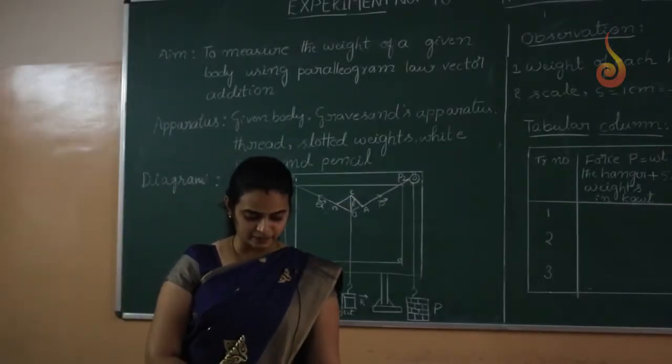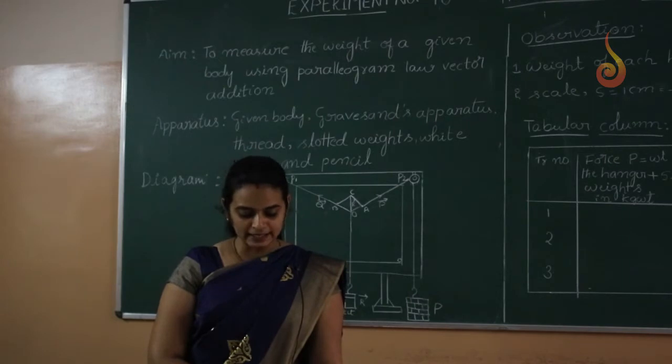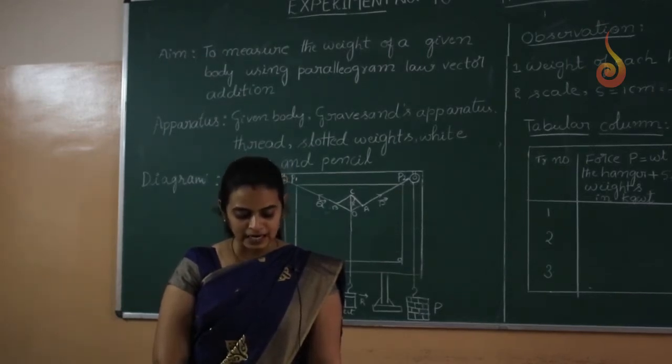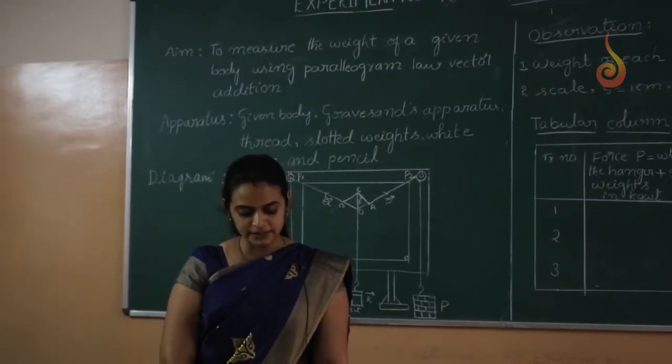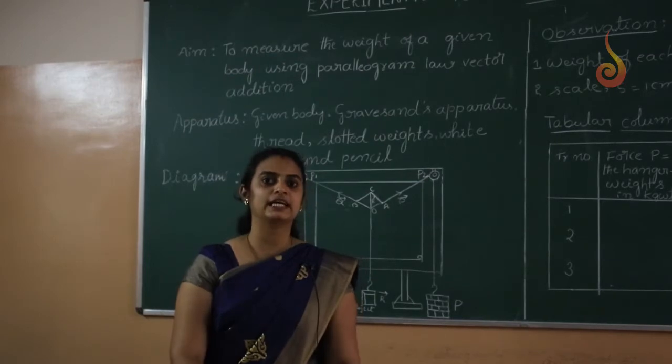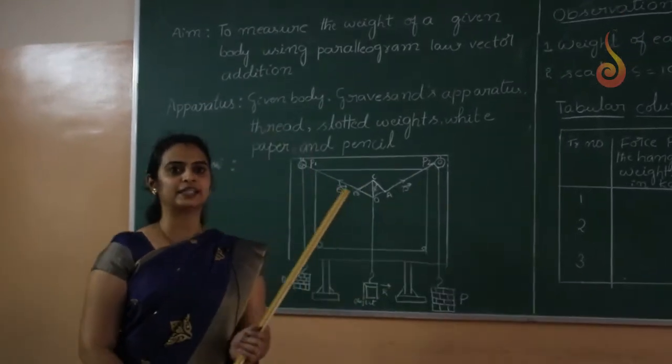Principle of this experiment: when two forces act simultaneously at a point and they are represented in magnitude and direction by the two adjacent sides of a parallelogram, then the resultant force can be represented both in magnitude and direction by the diagonal of the parallelogram passing through the point of application of those two forces. This is the principle of this experiment.